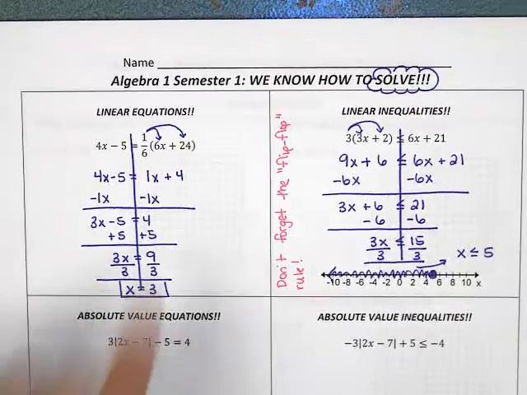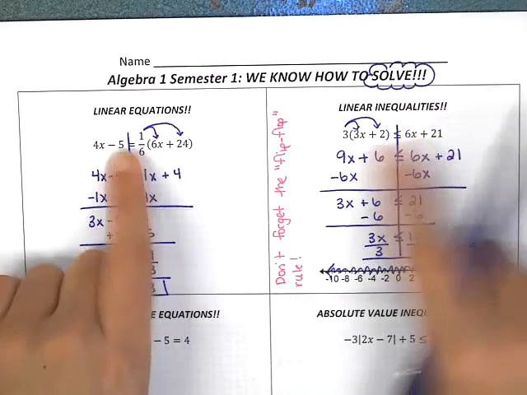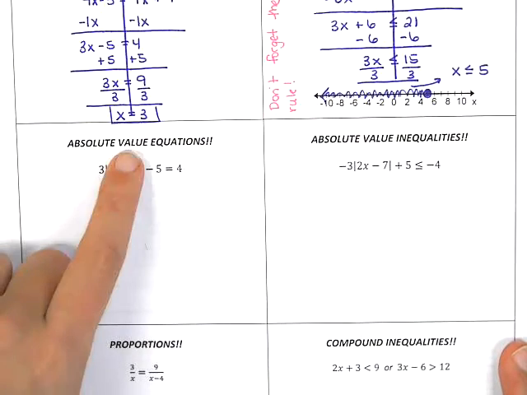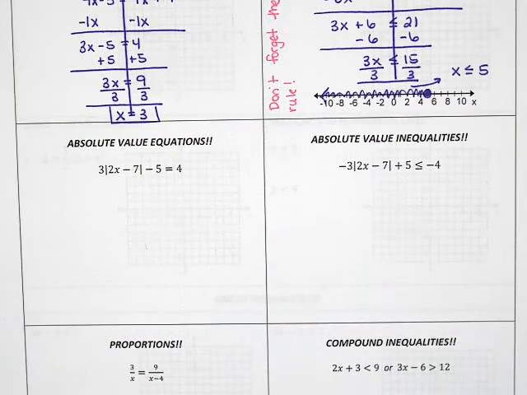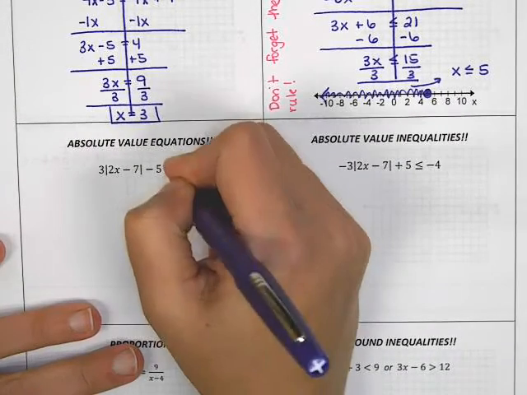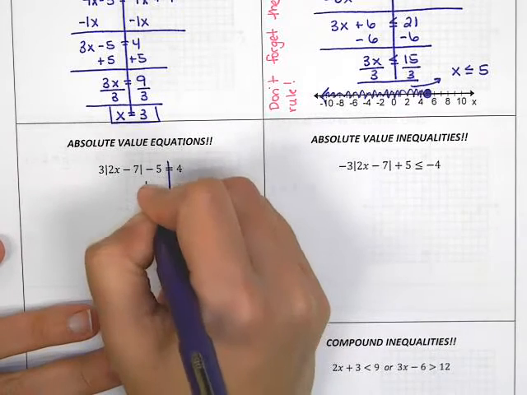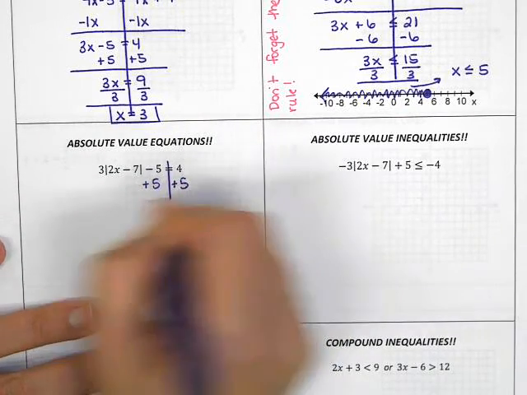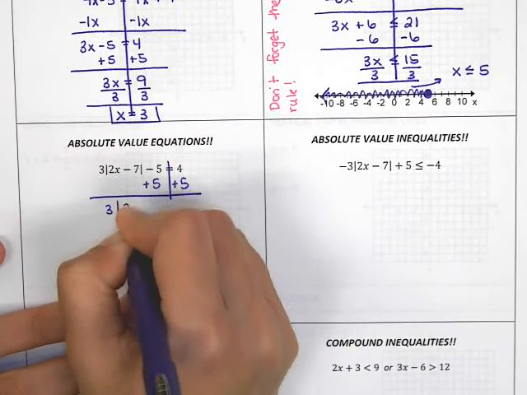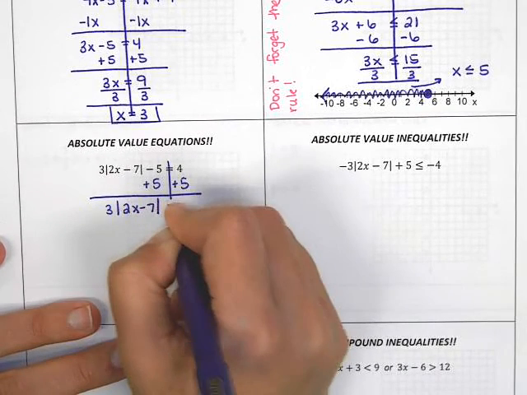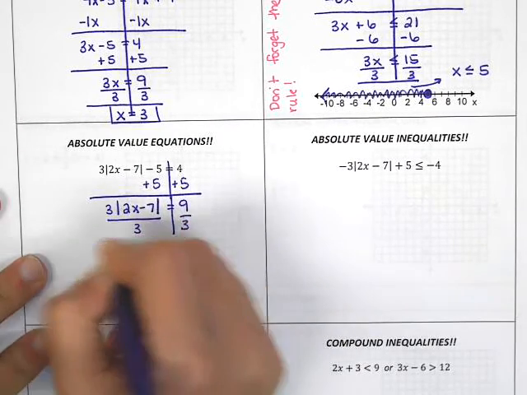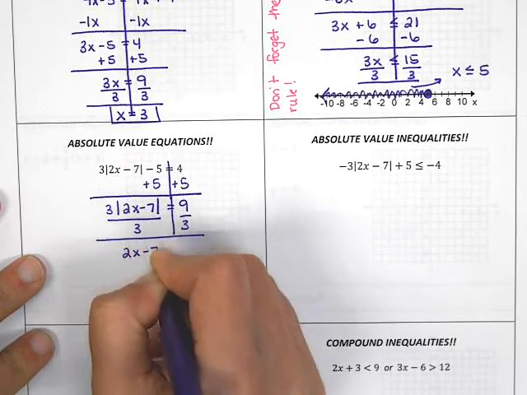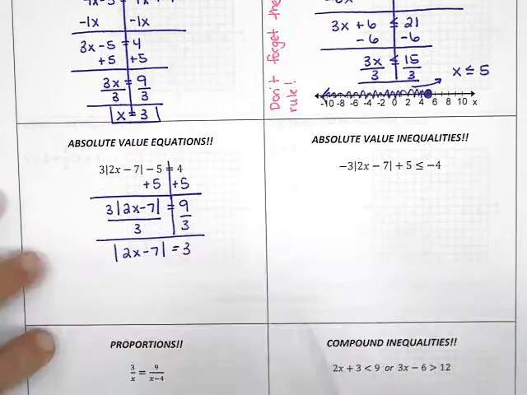Next, let's take a look at absolute value problems. Just like we had equations and inequalities that were very similar, we're going to have absolute value equations and absolute value inequalities. These two processes are going to be very similar to each other. The first step is going to be to isolate the absolute value. So I'm going to start by adding 5 on both sides, and I get 3 times the absolute value of 2x minus 7 equals 9. Next, I'm going to divide both sides by 3, and I get the absolute value of 2x minus 7 equals 3.